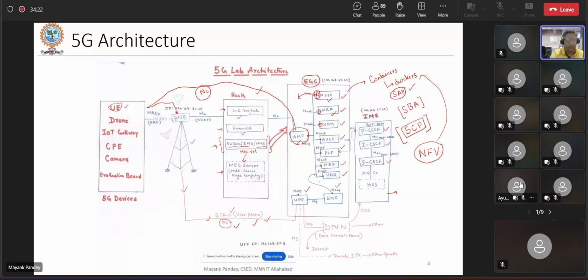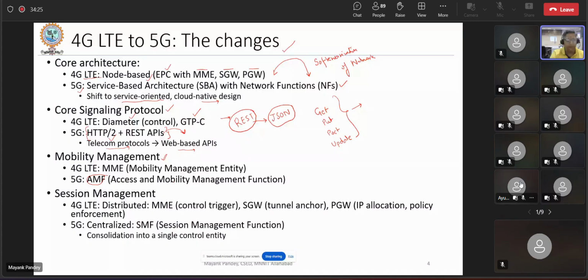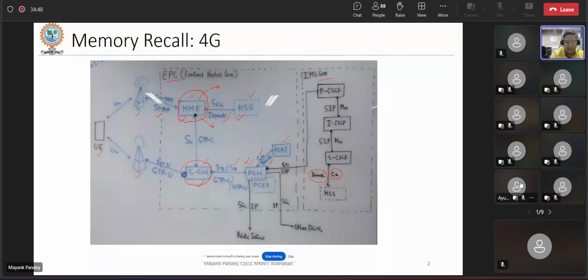When we talk about session management, remember we created so many TEIDs. Remember the tunnel endpoint identifiers between SGW and PGW. If you see the 4G figure, here are the TEIDs for control plane and data plane, and here the TEIDs with control plane and data plane, and here the TEID between SGW and MME, and all these TEIDs were stored per UE basis on the MME.